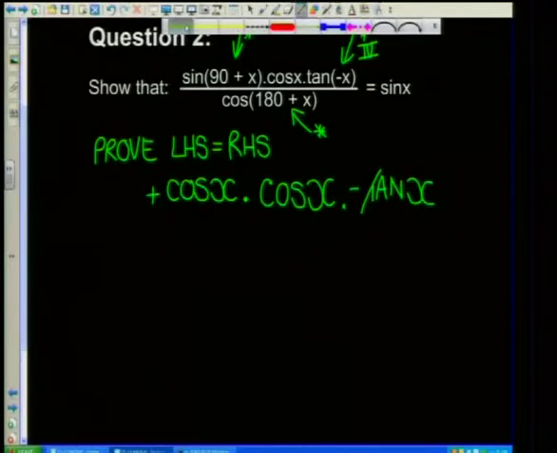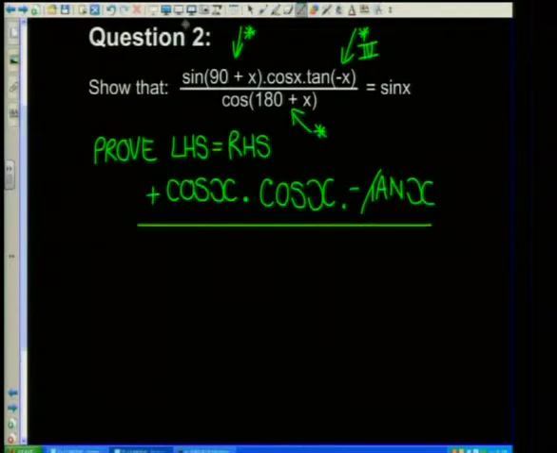Right, and this is all over. I've got cos of 180 plus. If I look at my axis, 180 plus is in my third quadrant. And if we remember our cast diagram, the good old cast diagram, in our third quadrant, cos is negative. Okay, so that's going to also be a negative cos x.